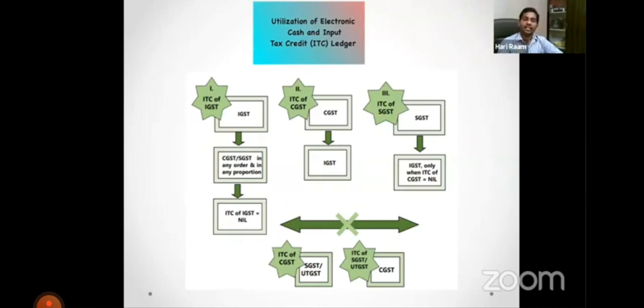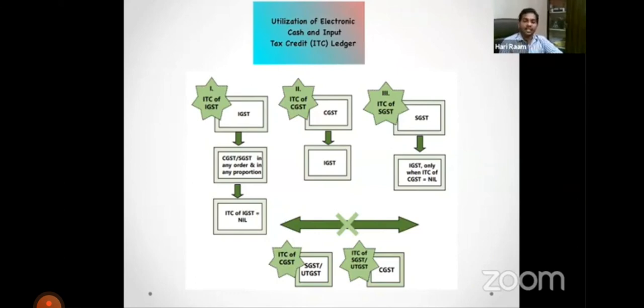Then ITC of CGST credit can be utilized for CGST and IGST. First CGST and then only IGST. Next, ITC of SGST can be utilized for SGST and IGST. Here, one important provision is that only when ITC of CGST is nil, whenever CGST credit becomes zero, only then can we utilize such SGST against the IGST.